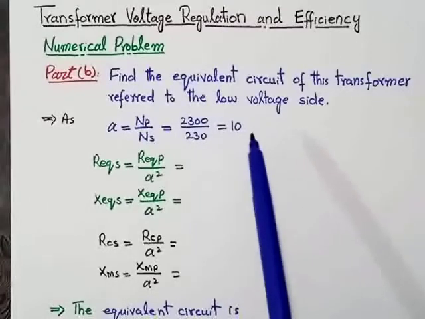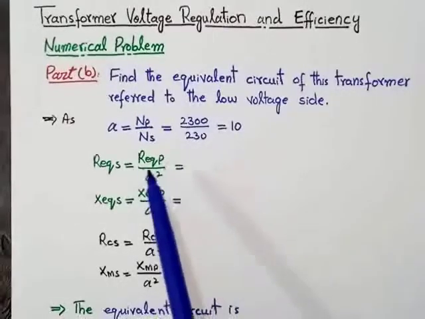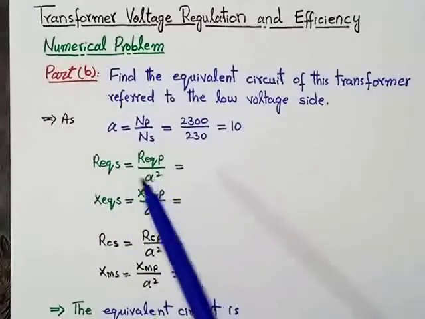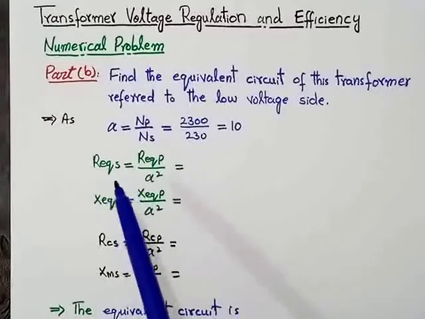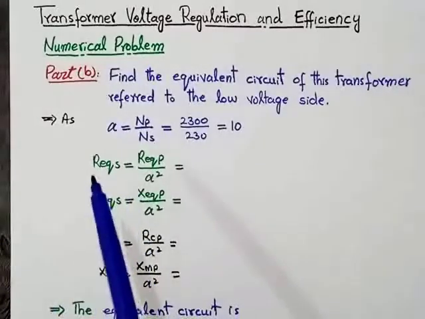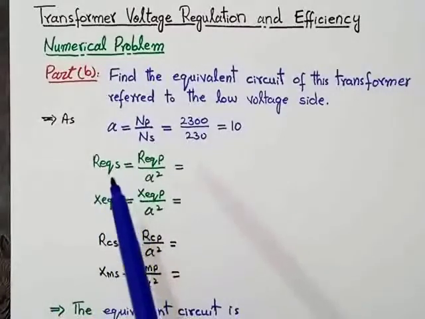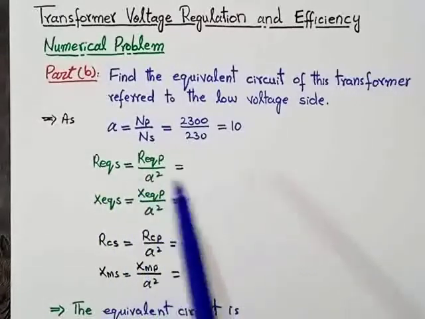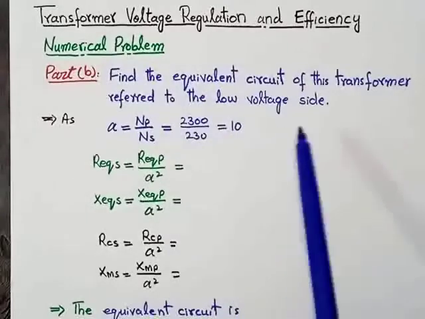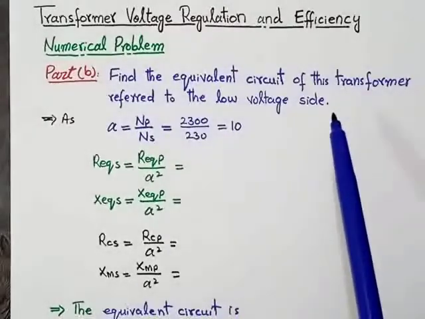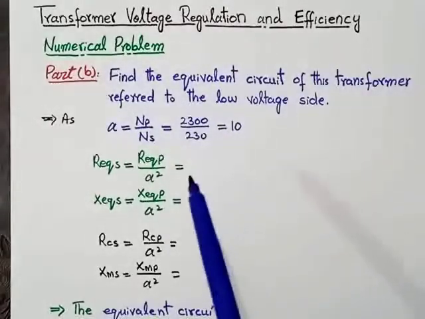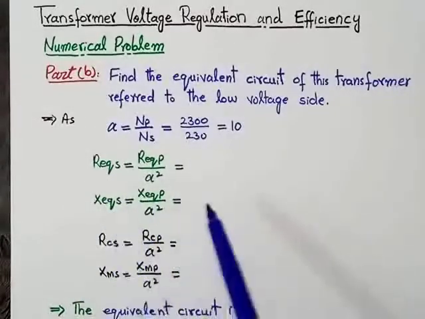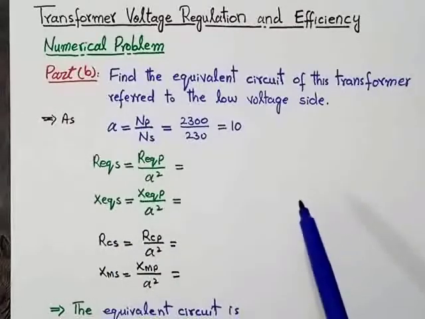So first of all, we will convert the primary elements, as we have already calculated in part A. We will convert the primary reactances and resistances into the secondary side of the transformer, because the low voltage side of the given transformer is the secondary side. It means first of all, we will convert all the resistances and reactances into the secondary side of the transformer.